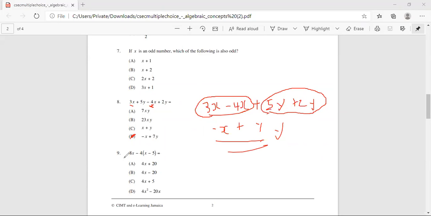So are we expanding now? Are we removing the bracket? Yes, sir. This is the first thing. We multiply everything outside the bracket by those inside. So it will be 8x multiplied by x. All right, let me go. Remember, let me take my time.